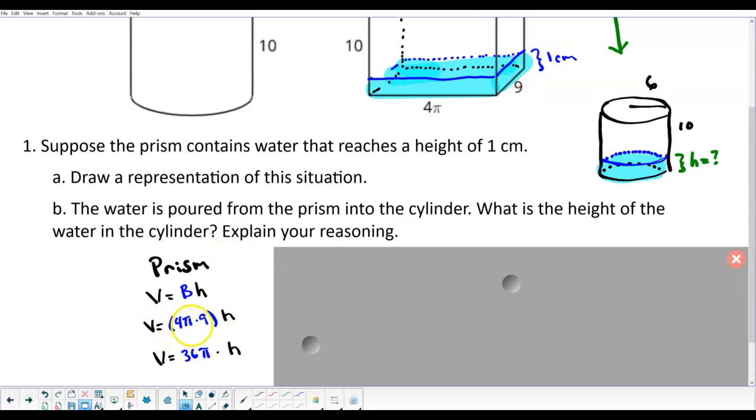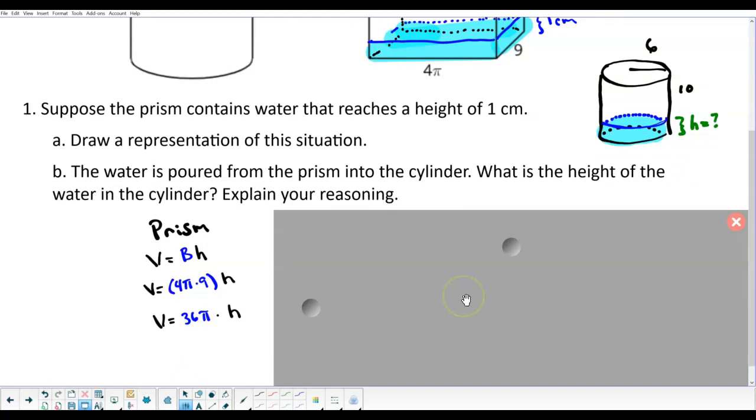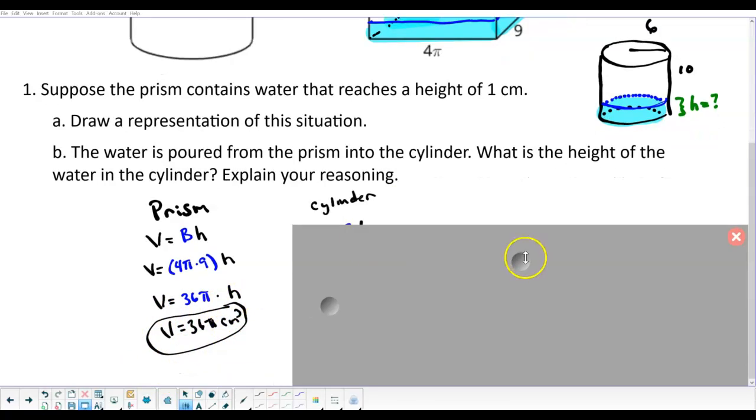So in this case, we get 36 pi for the area of the base, and then we'd multiply it by the height, which is 1. So that tells me right now that I know the volume is 36 pi centimeters cubed. Right? That's how much water we have to go in there. So we know we have 36 pi centimeters cubed. That's how much water is in the cylinder right now.